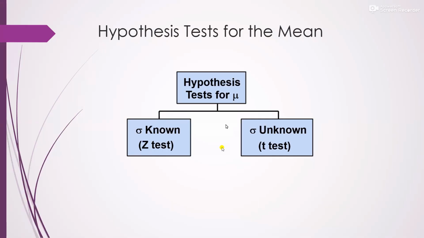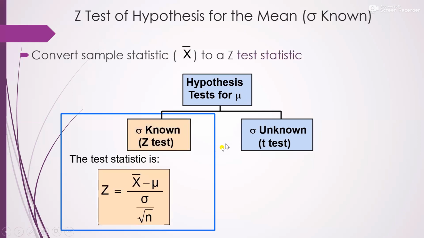For the assumptions, the population should have a normal distribution. Otherwise, if the population distribution is unknown, then we need a sufficient sample size of 30 or more. These are the same assumptions we had in the construction of confidence intervals. Now we come to the situation: hypothesis test for the mean when sigma is known.